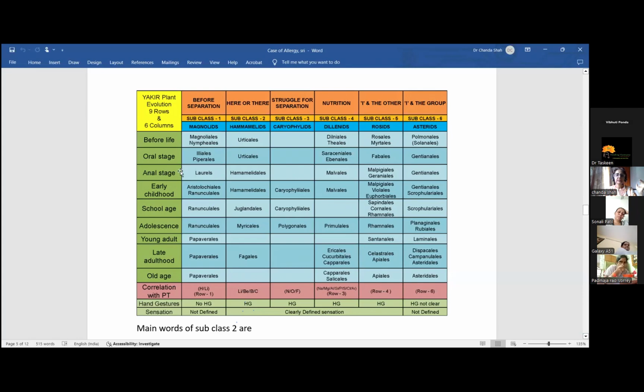Okay. So here in the plant chart, you see there are 9 rows and 6 columns. Okay. And the plant is divided into 6 subclasses. 1, 2, 3, 4, 5, 6. So here the subclass 1 is similar to row 1 of the periodic table, where it has hydrogen and helium. Okay. Then subclass 2 is similar to the left side of row 2 in minerals. Left side of row 2 is lithium, beryllium, boron, and carbon. Right. Then subclass 3 in the plants is similar to the right side of row 2 in minerals, where there is nitrogen, oxygen, fluorine.